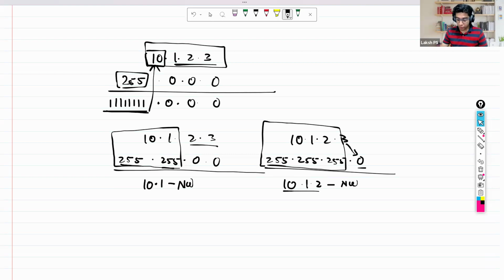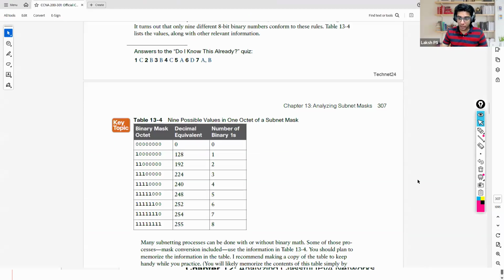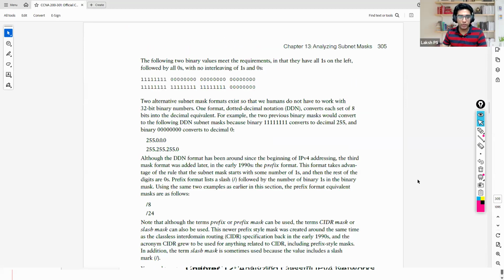And the placement of ones is extremely important to understand. Please remember this statement: placement of ones and zeros in the address mask is very important for a networking device to understand which is the network part and which is the host part.